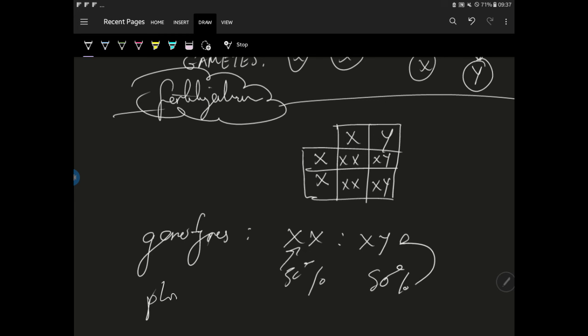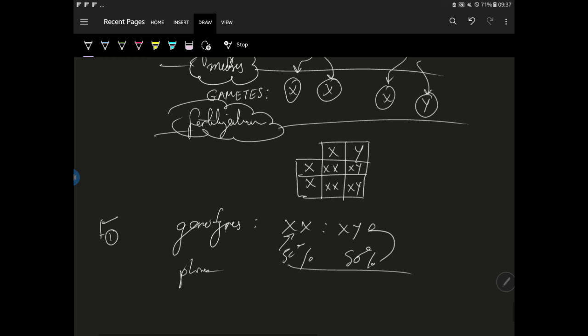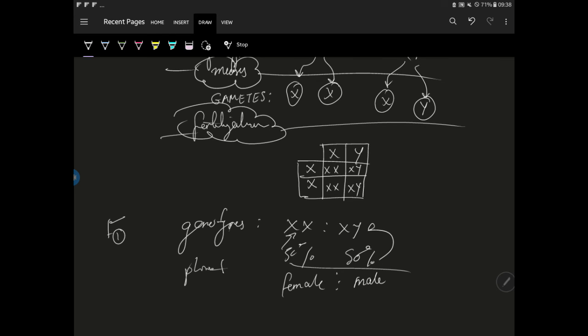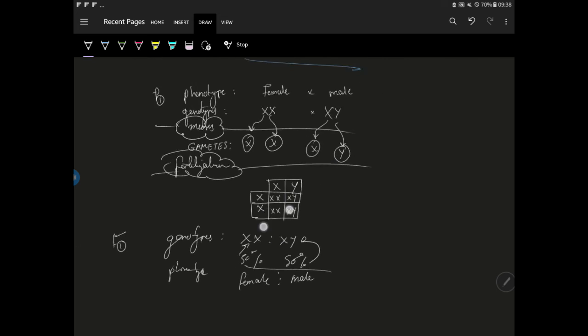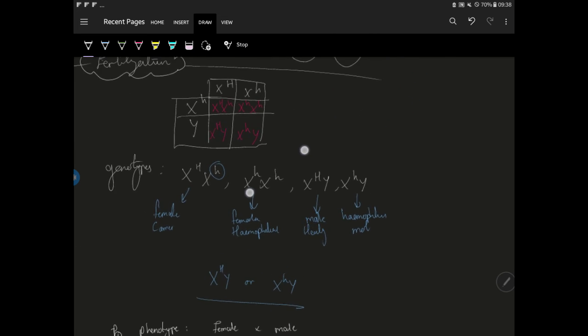So phenotype, we'll say that same thing, male and female, okay? 50% male, 50% female, other way around. XY is male and female is XX, right? 50-50, that's the phenotype. That's why there's a 50% chance of you being either a male or a female, right? So that was just some sex-linked characteristics. There are a bit more complicated ones.